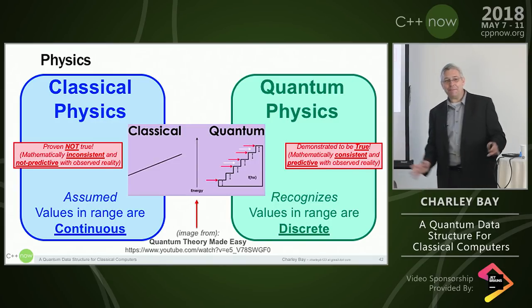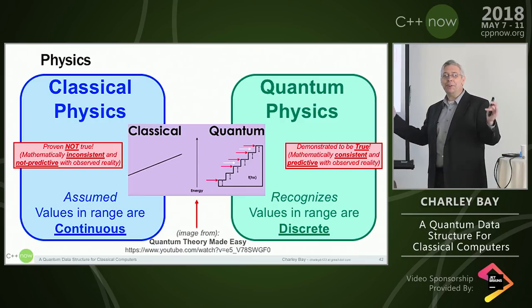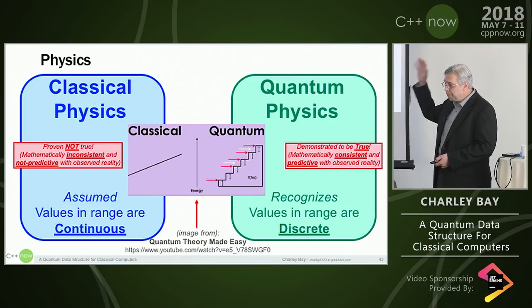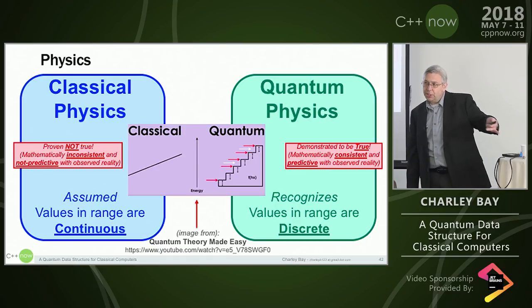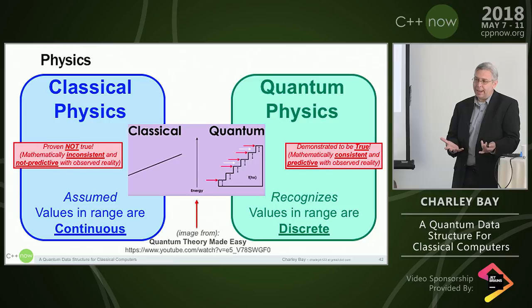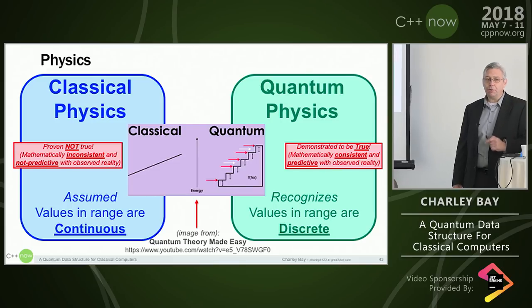Physics, light and fluffy, bunnies in the field, not hard to do. 120 years ago, you guys know all this stuff now. It's like common parlance. But classical physics assumed it was a continuous range. That's not true. How silly would you think that now? We'll talk about why in a second. But when you recognize that values within the range are discrete, you're now doing quantum physics.